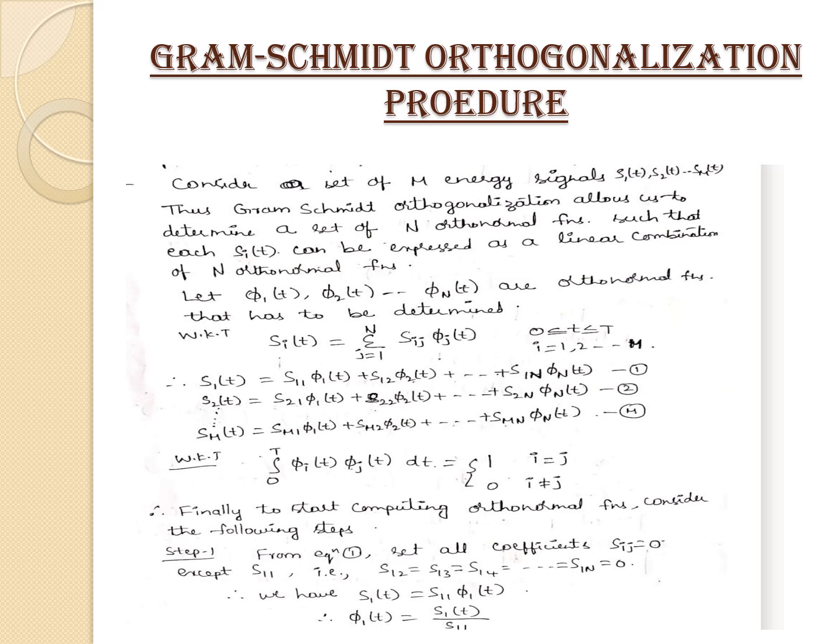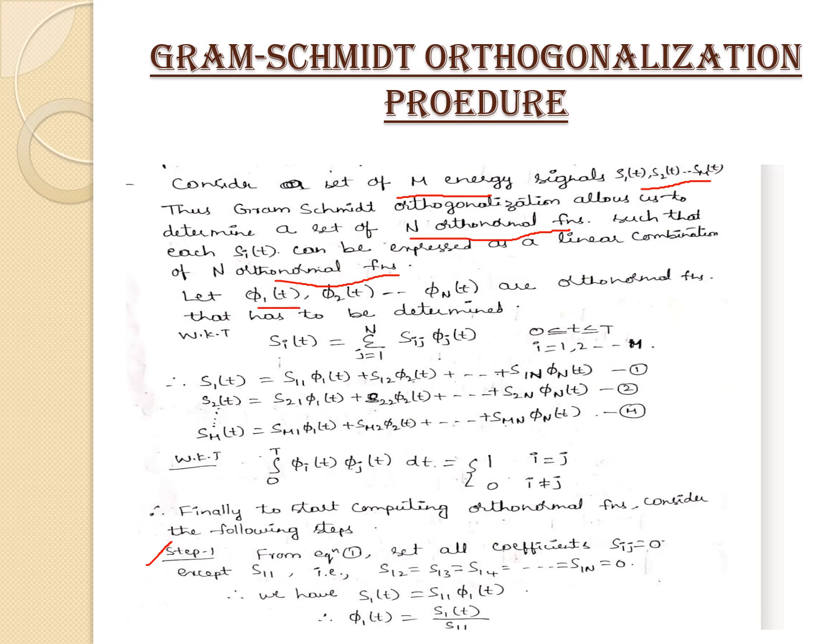The procedure contains two steps. Here, let us consider M energy signals S1 of t, S2 of t to Sm of t. Thus, Gram-Schmidt orthogonalization allows us to determine a set of n orthonormal signals such that each Si of t can be expressed as a linear combination of n orthonormal functions.